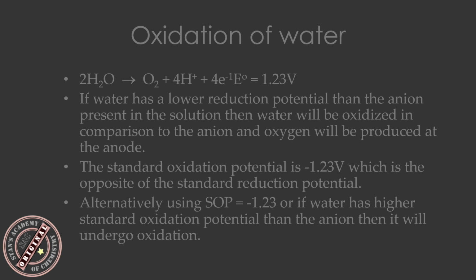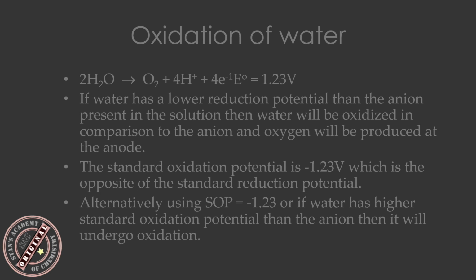So we're going to compare the two ions. One is the anion that is present in the solution and water. And if you look at the standard oxidation potential, the one with a higher standard oxidation potential will undergo oxidation. That's the basis for predicting the products that may be obtained whenever an aqueous solution of an ionic compound is undergoing electrolysis. So that's a general statement that we have made.